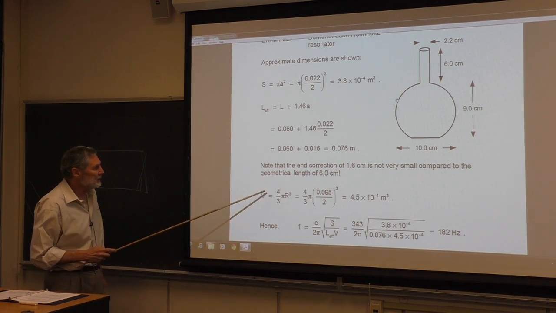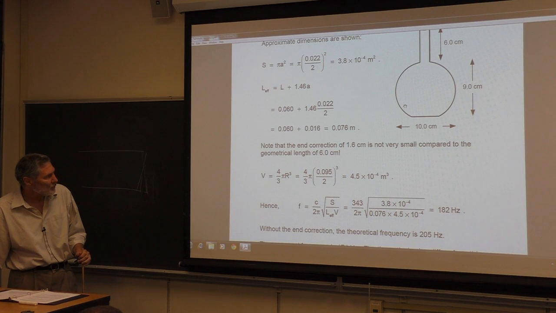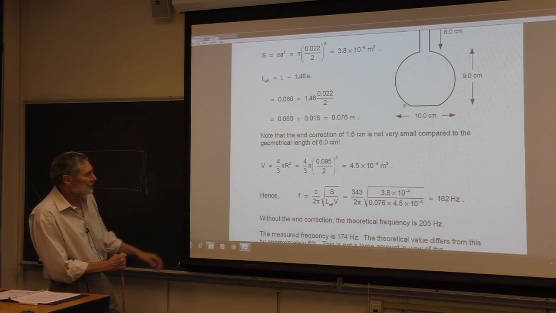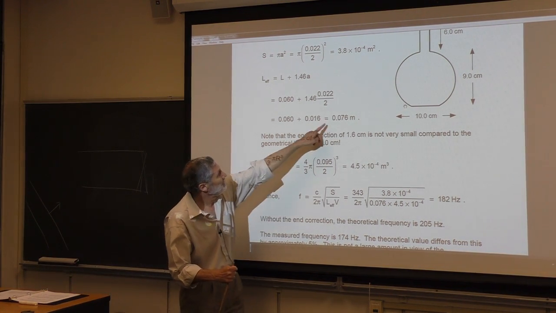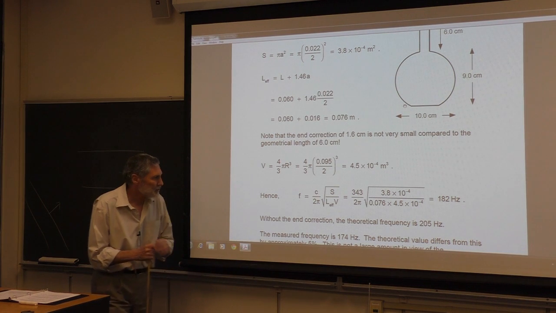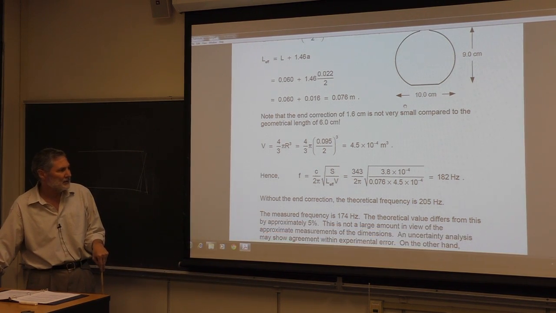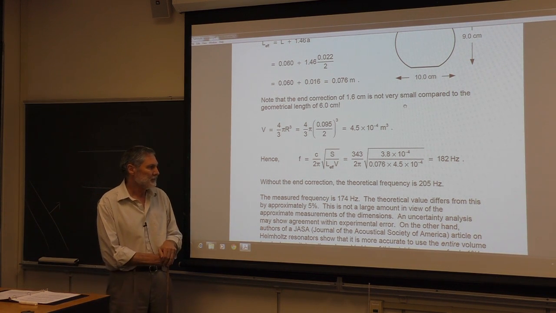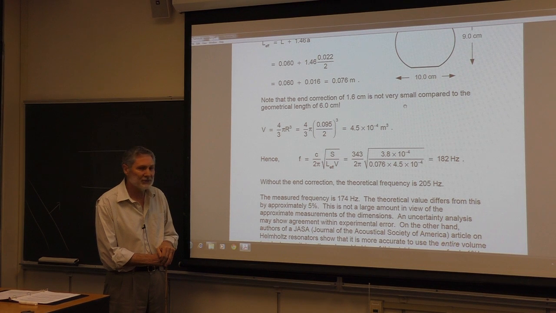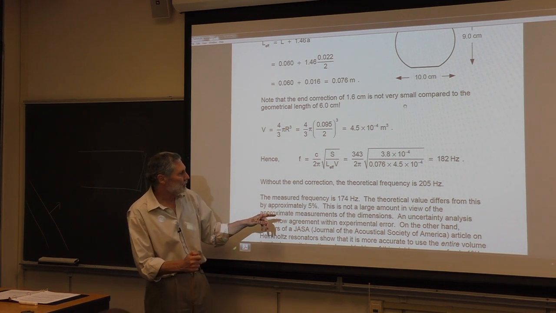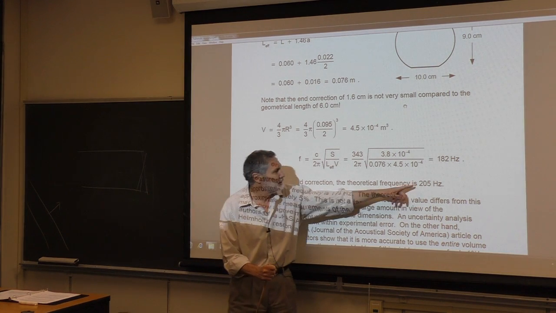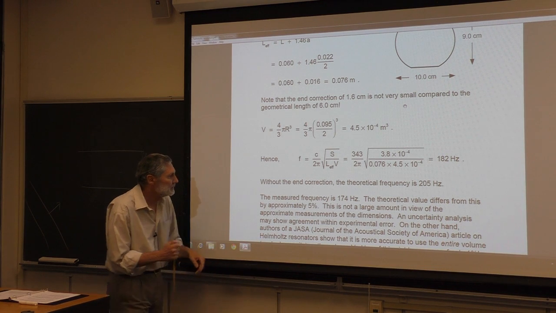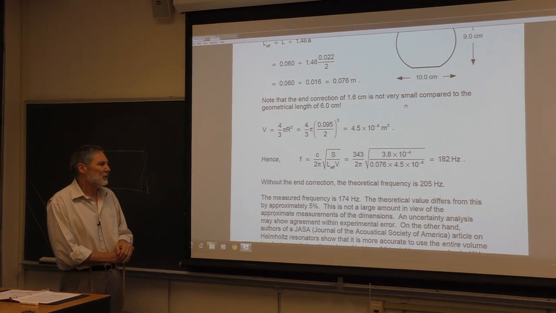So anyway, we plugged the numbers in. We need to find the volume. I took the average diameter and plugged it in with the effective length there. And we get 182 hertz. The measured value is 174 hertz. So that's a 5% deviation. The predicted is 5% higher. Incidentally, if you don't use the end correction, you get 205 hertz, which is 12% or something.